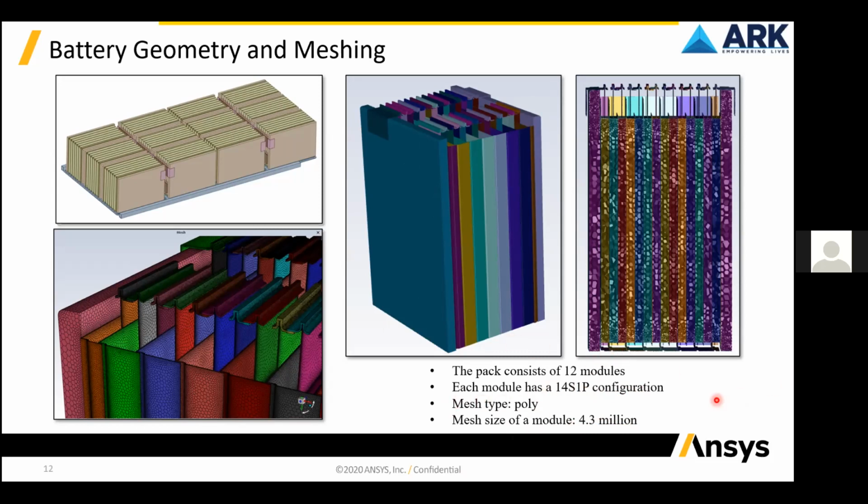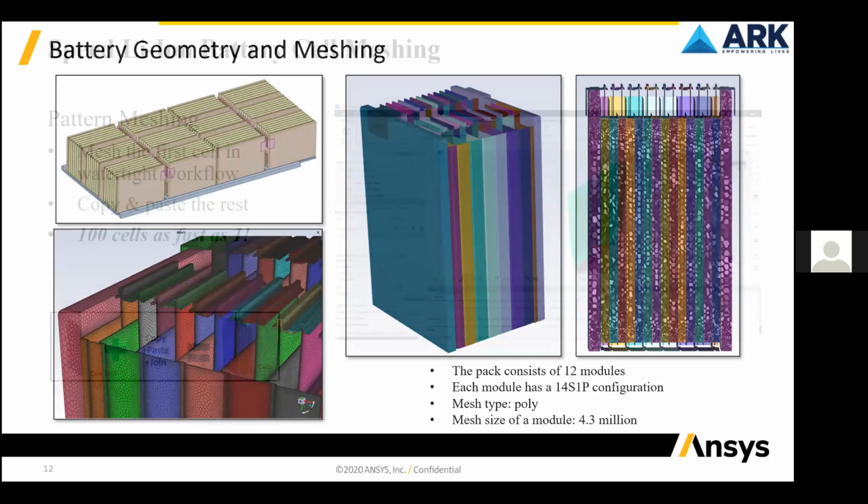This battery pack consists of 12 modules. So in this complete battery pack, you can see this 14s1p configuration is for each module. Then all the modules come together and create a battery pack over here. So you can see this becomes complex geometry-wise, as well as complex to generate the mesh. But here ANSYS SpaceClaim and ANSYS Fluent meshing can help you to generate a better model and create a better mesh very easily.